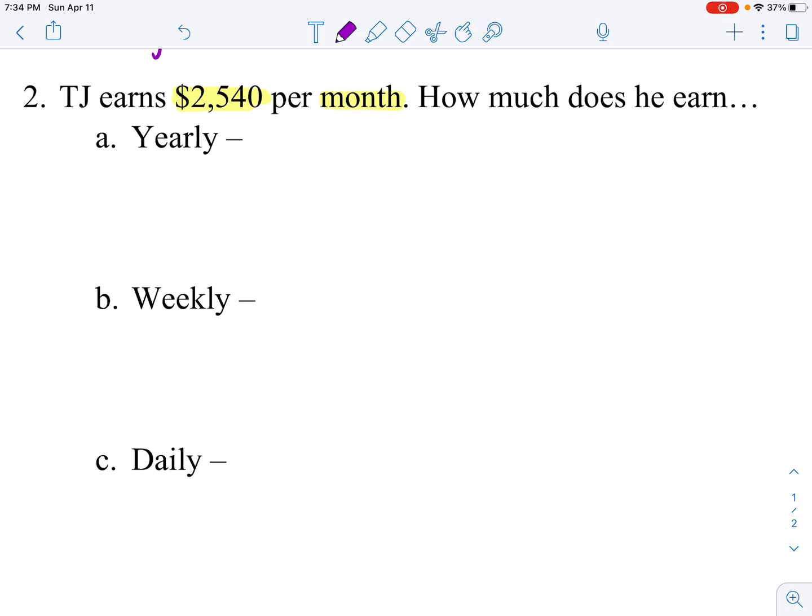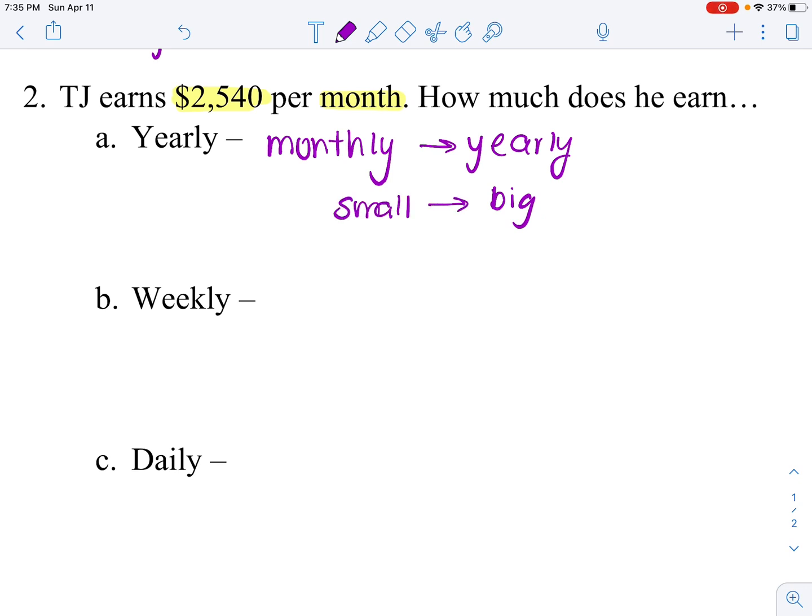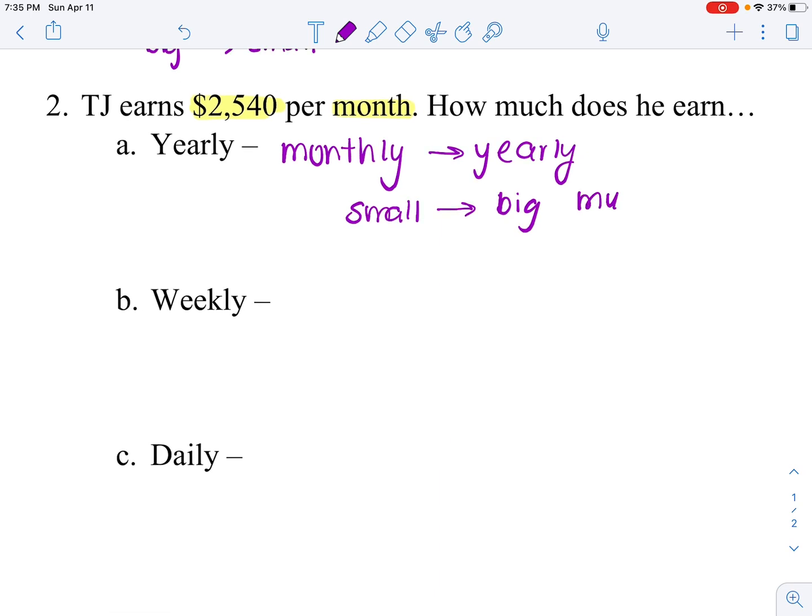So we know how much he makes a month. So we're starting with monthly, and we're making our way over to yearly. So I want you to ask yourself, which one's bigger, month or year? Hopefully we all know that year is bigger, which means that month is smaller. So we're going from small to big. And what operation do we use when we go from small to big? Multiplication.